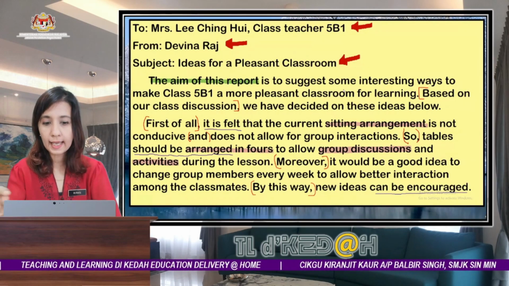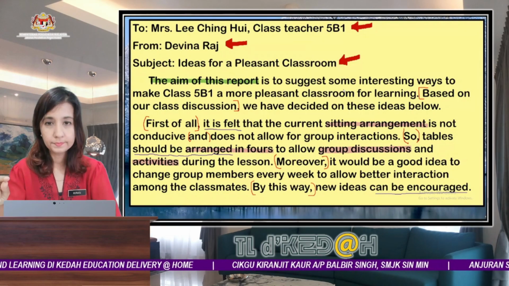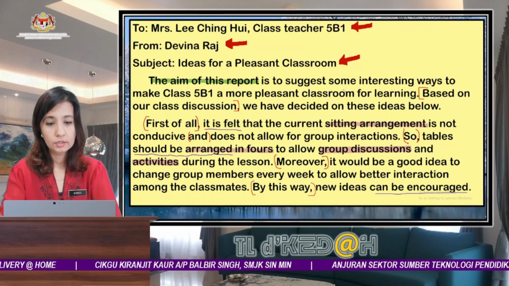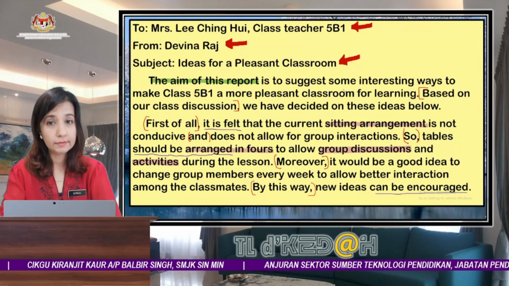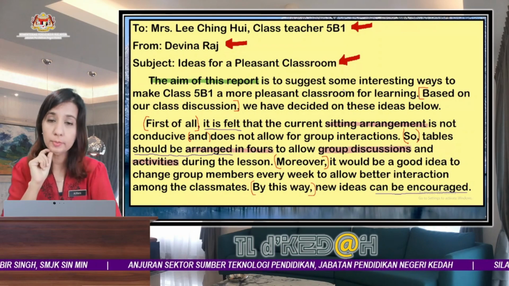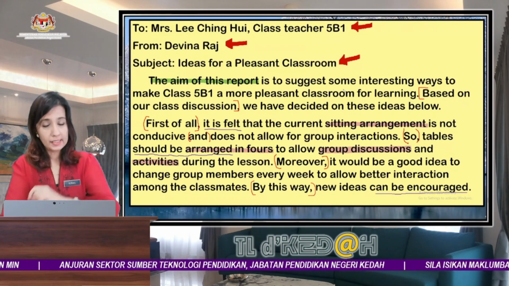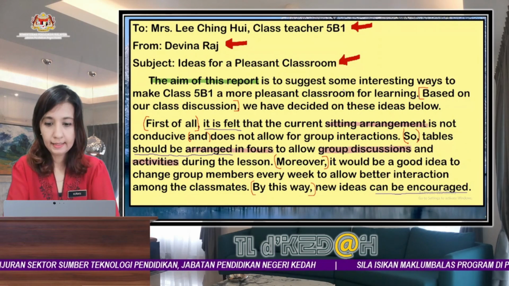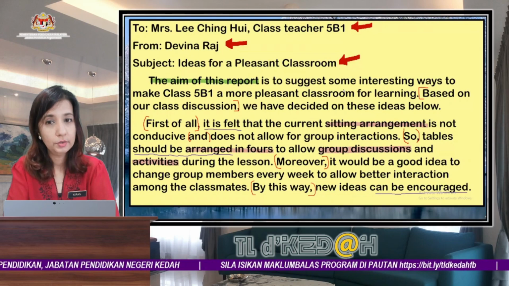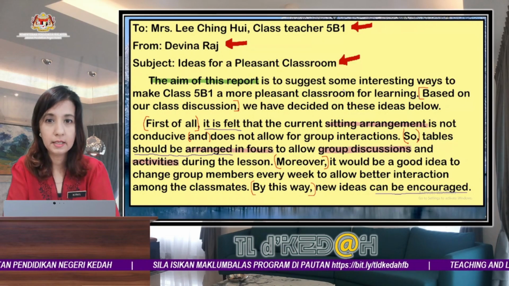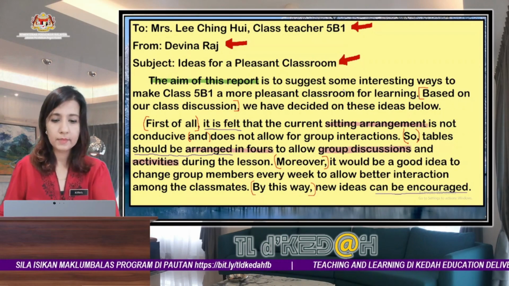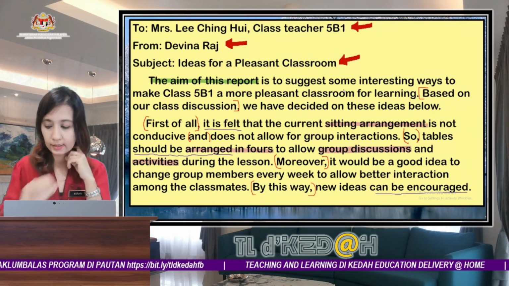Okay. So you can look at the ones I have underlined. They are used in passive form. Okay, it is felt. Okay, tables should be arranged. Who arranged the tables? Not important. But we want the tables to be arranged. That's why we use the passive form. Okay, and the last part, new ideas. New ideas can be encouraged. Who gives the new ideas? It's not important, but we want new ideas. Okay, from students. And the ones in brackets are all the linkers, okay?